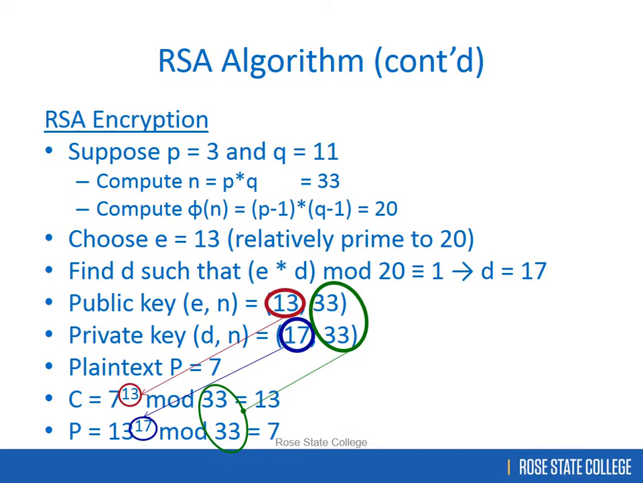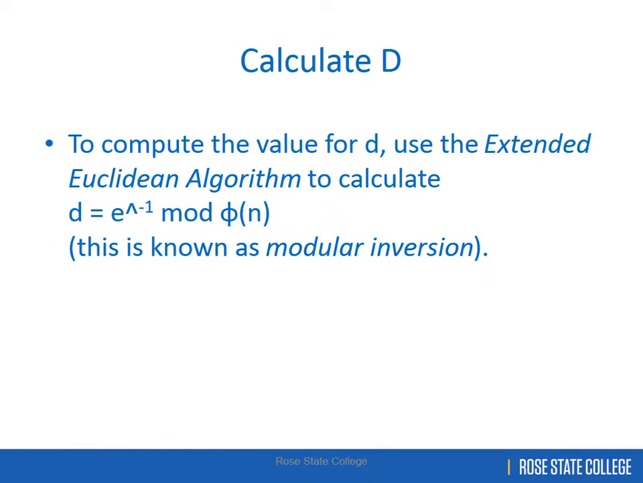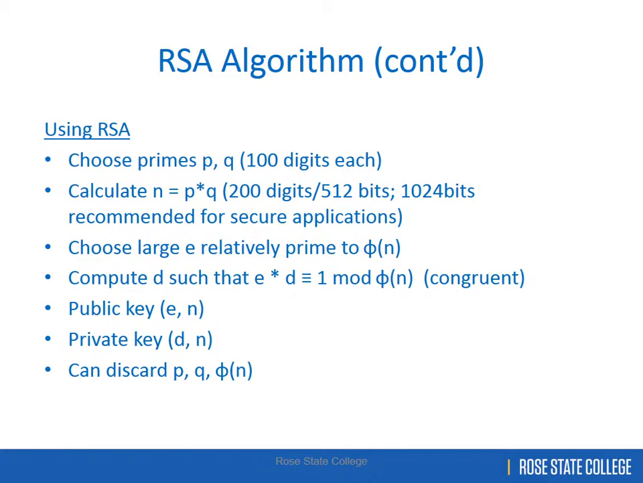To compute the value of d, use the extended Euclidean algorithm, also known as modular inversion. But it's much easier than that, which I'll get to in a minute. So, for RSA, choose prime numbers p and q, 100 digits long each, but go with the numbers I gave you. Calculate n, which will be 200 digits for 512-bit, 1024-bit, and so on.